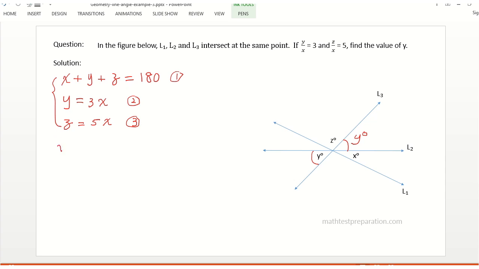So x plus y, which is 3x, plus z, which is 5x, equals 180. 1x plus 3x plus 5x equals 9x, equals 180. So x equals 20.